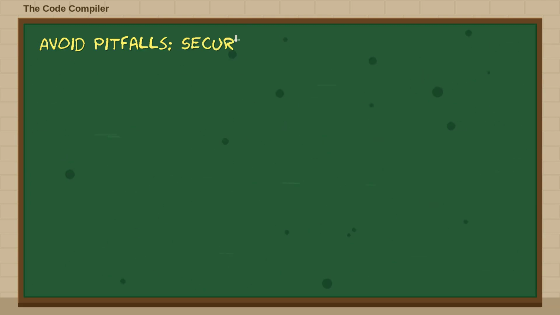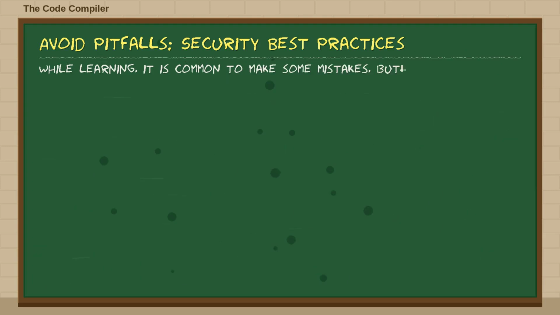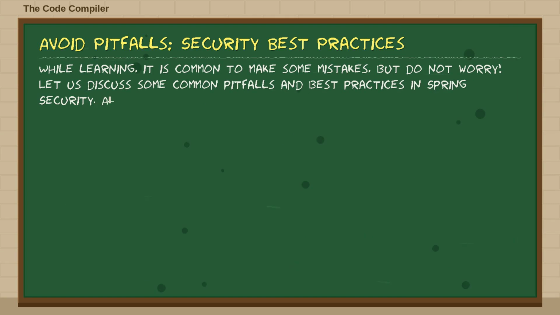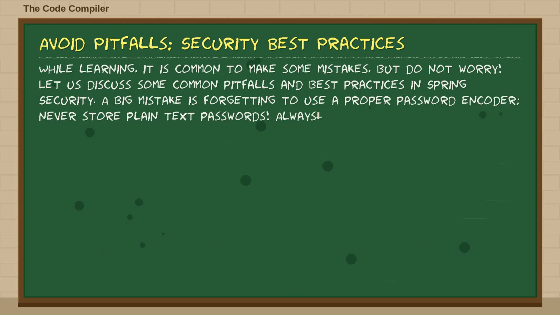While learning, it is common to make some mistakes, but do not worry. Let us discuss some common pitfalls and best practices in Spring Security. A big mistake is forgetting to use a proper password encoder. Never store plain text passwords. Always use BCryptPasswordEncoder or similar.